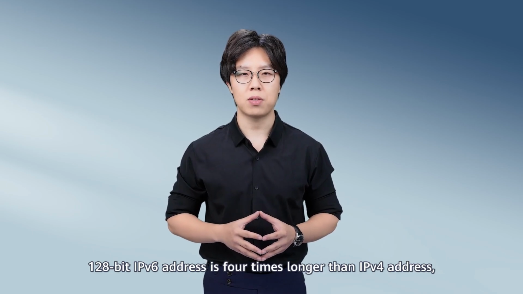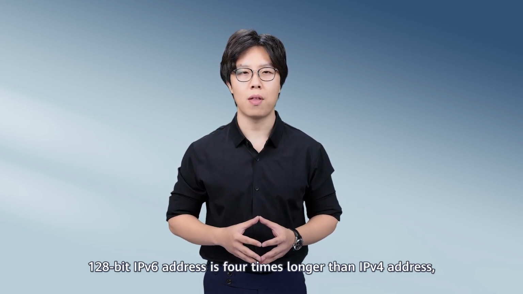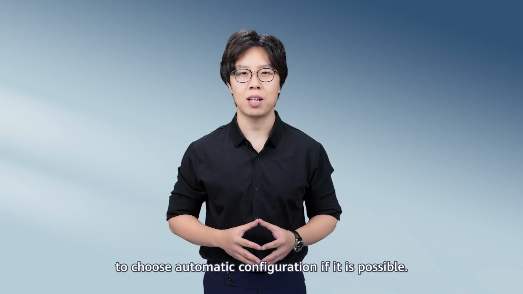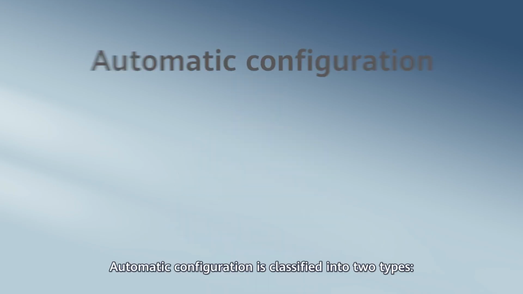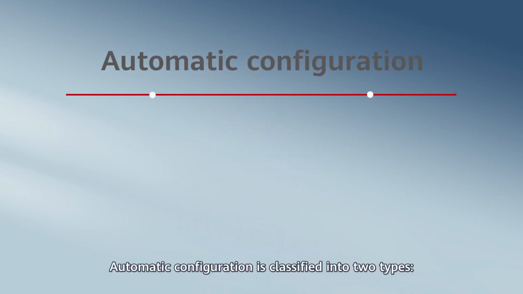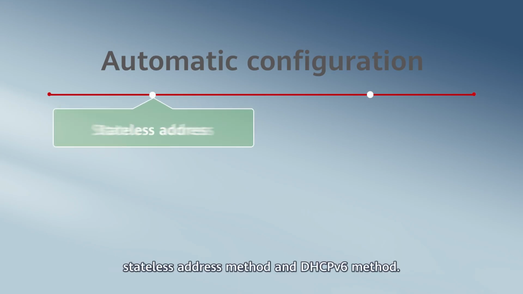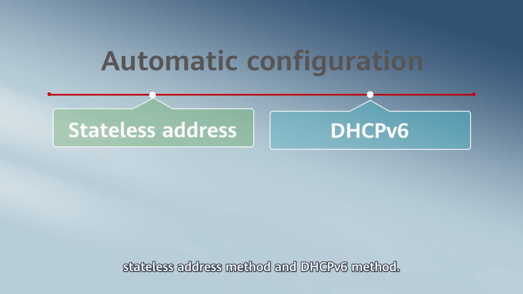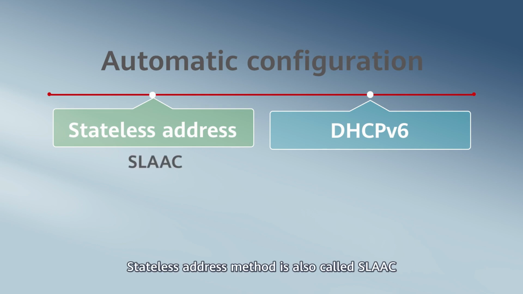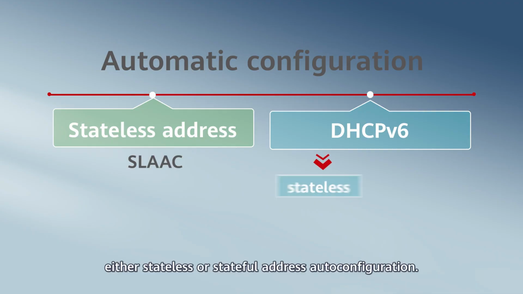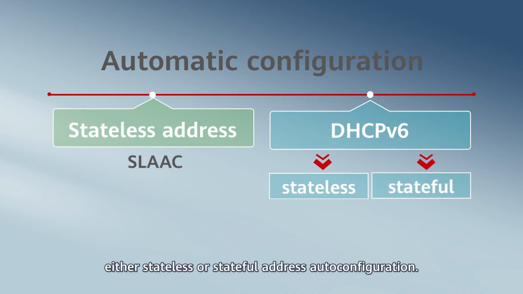A 128-bit IPv6 address is 4 times longer than IPv4 address. Thus, users are advised to choose automatic configuration if it is possible. Automatic configuration is classified into 2 types: stateless address method and DHCPv6 method. Stateless address method is also called SLAAC. However, DHCPv6 method can also be classified as either stateless or stateful address auto-configuration.